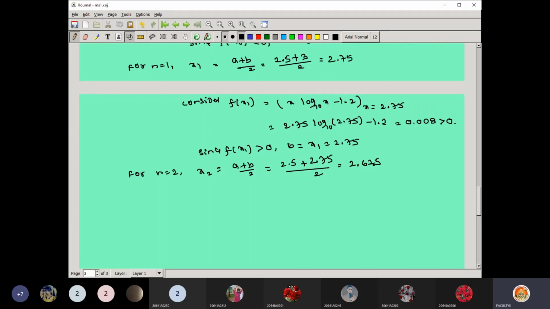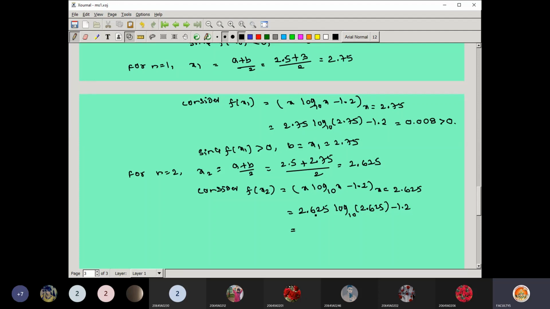2.625. Don't check whether it is positive or not. You forget about approximate roots, only the problem is in your function. Consider f of x2. So it is x log x minus 1.2. There you are supposing x equal to 2.625. So that value you are substituting: 2.625 logarithm of 2.625 minus 1.2. So let us think about that answer.